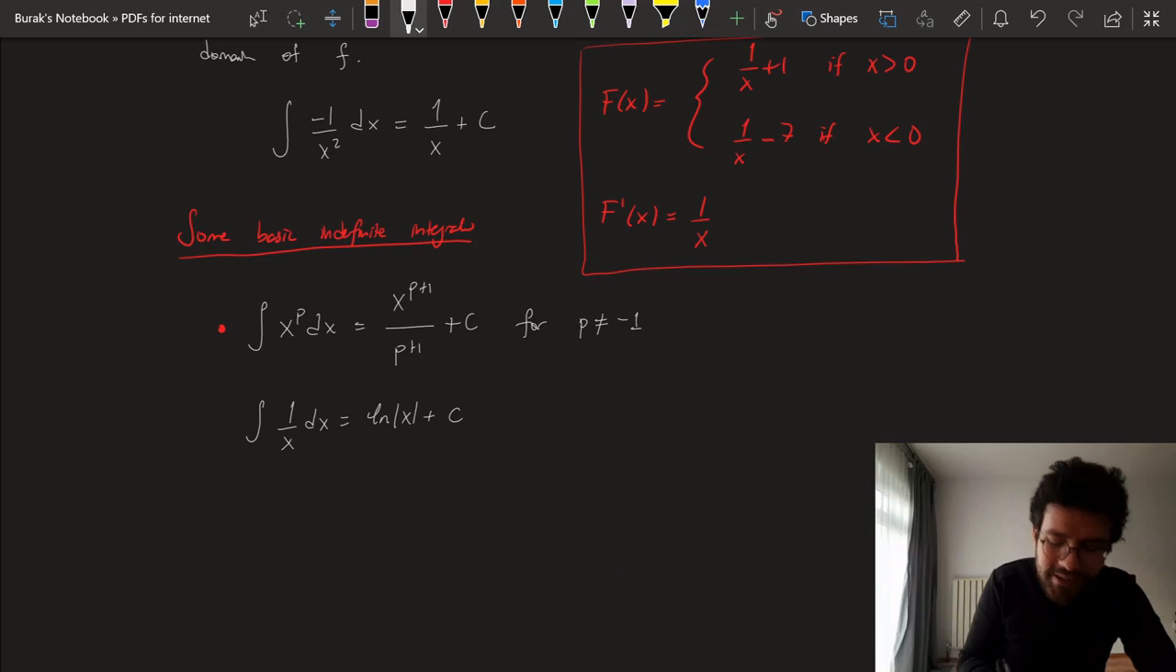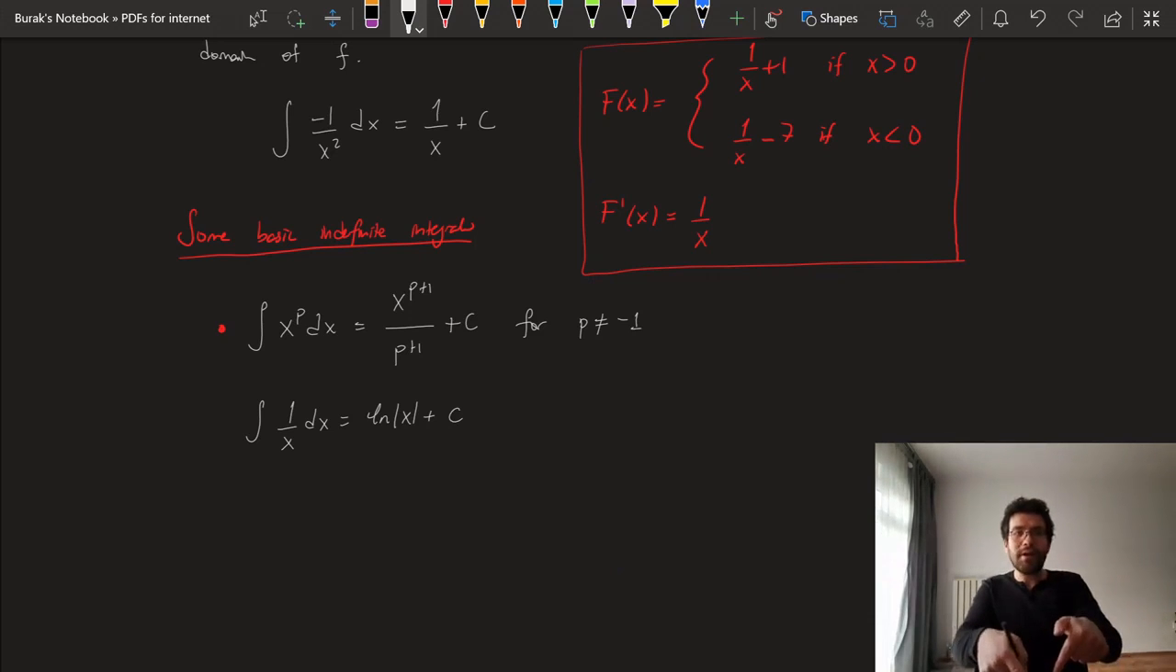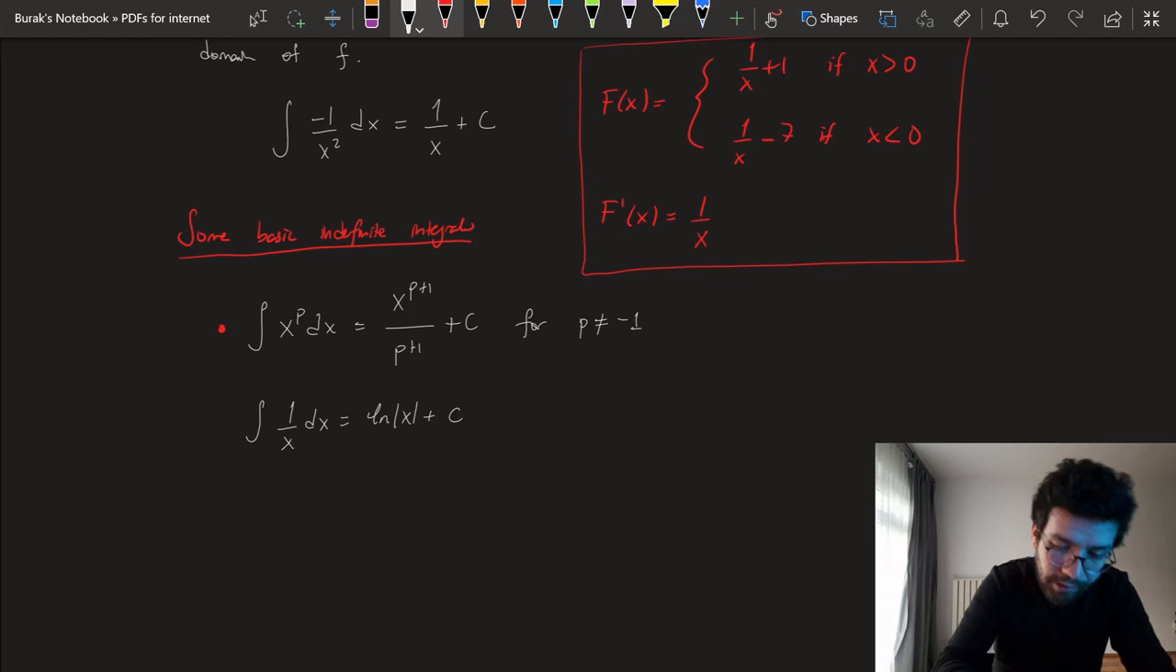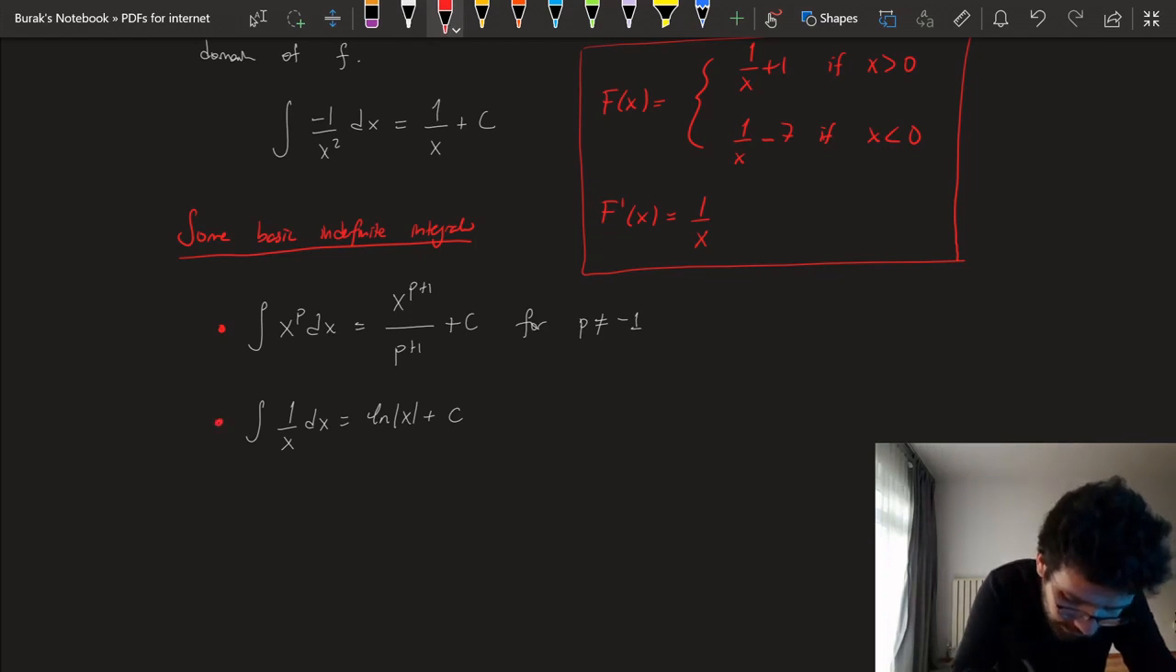But when I write plus c, again, the domain of this function ln of absolute value of x has two connected pieces, the positive numbers and the negative numbers. When I write this down, that means that an antiderivative of this function is of the form ln of absolute value of x plus something for positive numbers and ln of absolute value of x plus something else for negative numbers. So that's that.